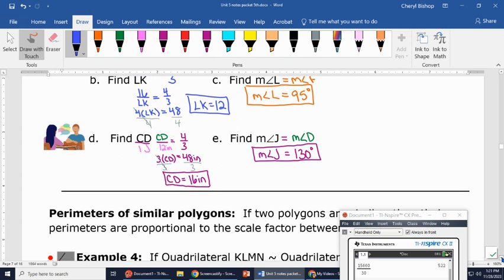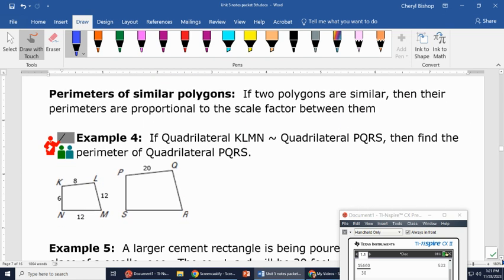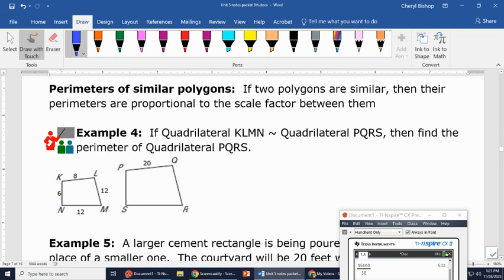Okay? All right, the last thing we're going to talk about is perimeters of similar polygons. So remember, for perimeters, you add up all the sides, and that's how you find the perimeter. If two polygons are similar, then their perimeters are proportional to the scale factor between them. So in a nutshell, that means that perimeter ratios will equal the same scale factor.